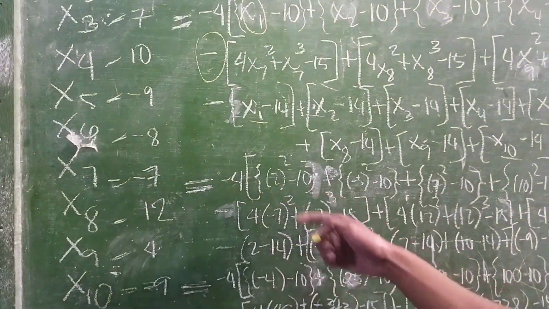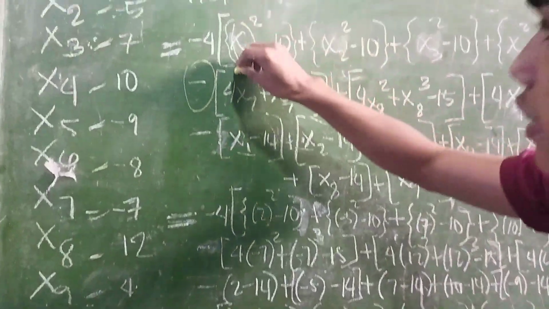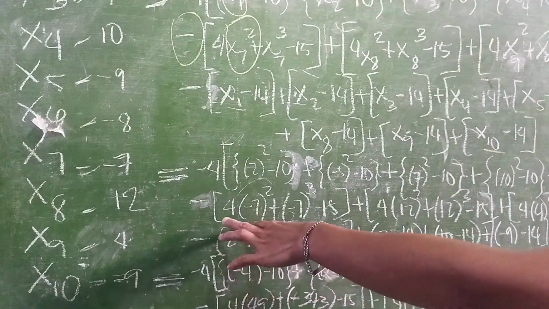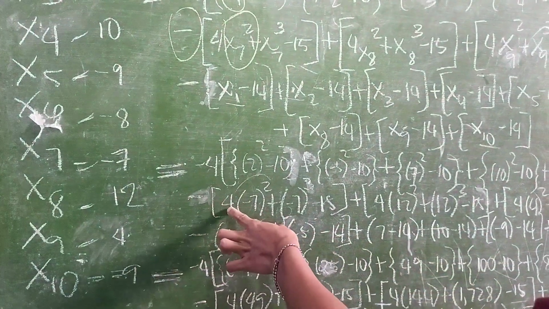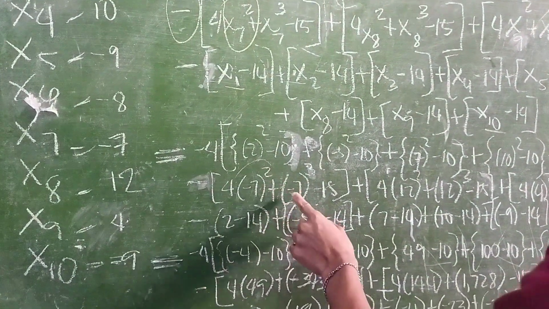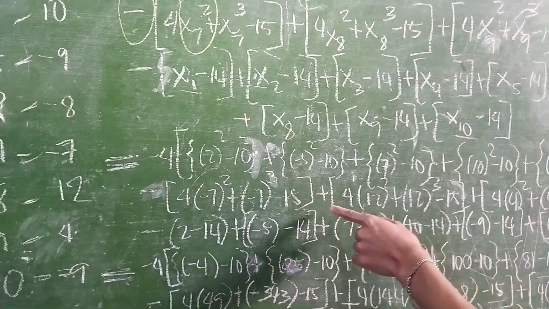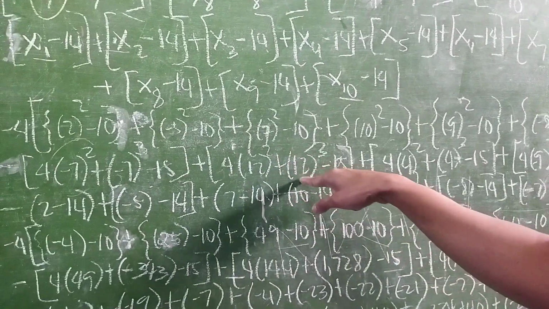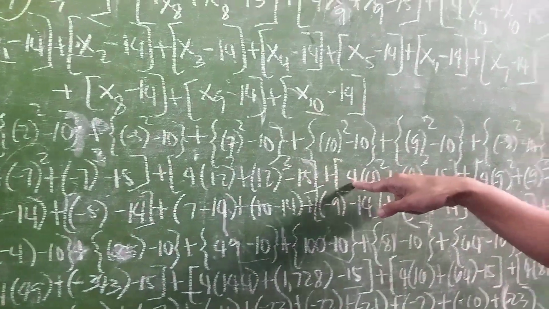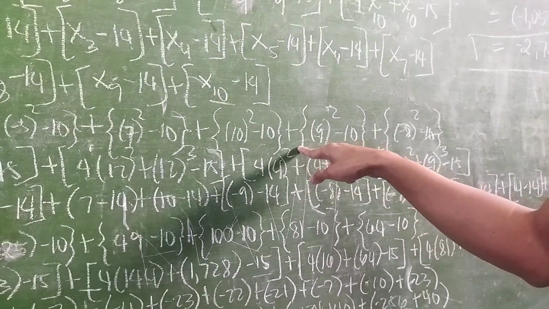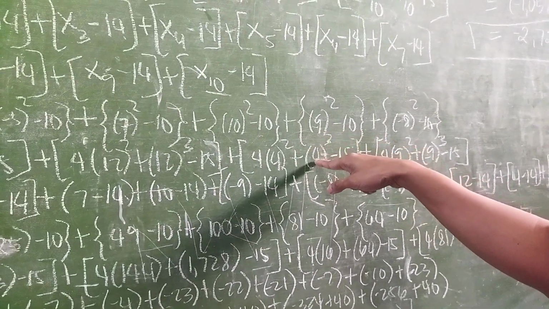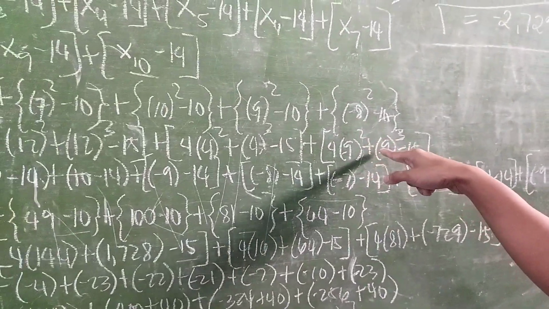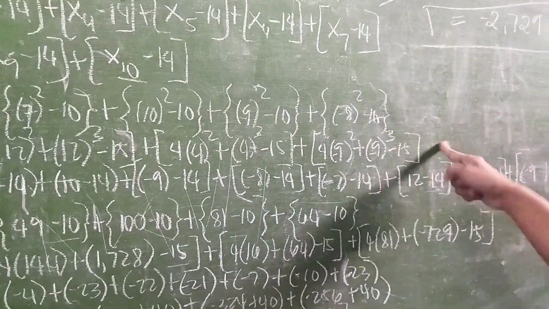So now the second, you'll just do the same like this here. Okay, minus 4 times negative 7 squared plus negative 7 cubed minus 15 plus 4 times 12 squared plus 12 cubed minus 15 plus 4 times 4 squared plus 4 cubed minus 15 plus 4 times negative 9 squared plus negative 9 cubed minus 15.